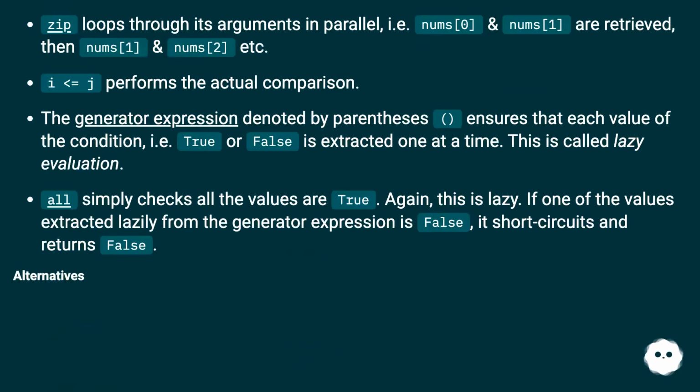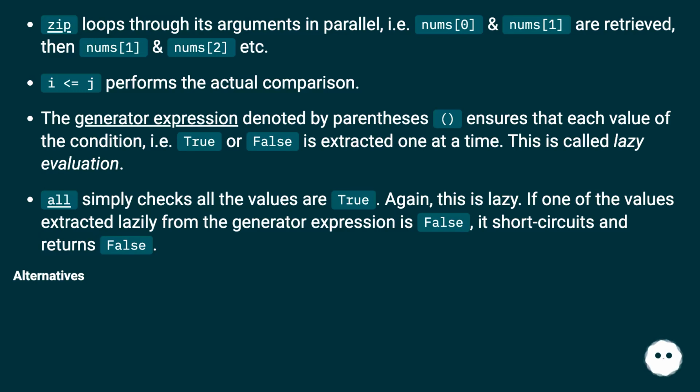Zip loops through its arguments in parallel, i.e. nums[0] and nums[1] are retrieved, then nums[1] and nums[2], etc. i <= j performs the actual comparison. The generator expression denoted by parentheses ensures that each value of the condition, i.e. true or false, is extracted one at a time. This is called lazy evaluation.